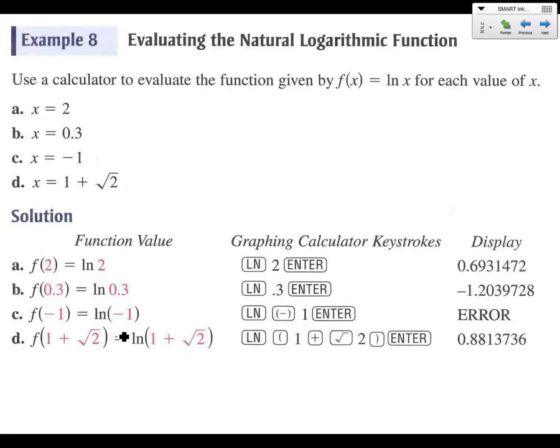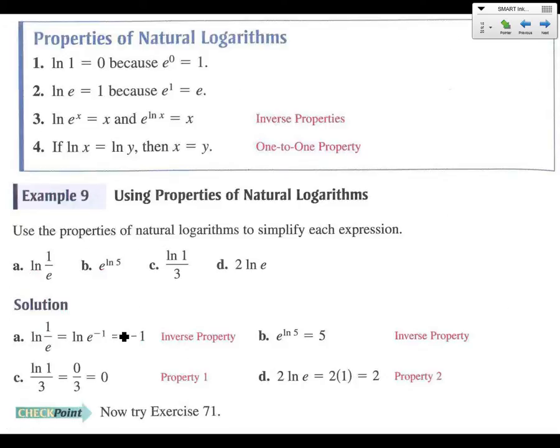And so just a review here on how to punch it into your calculator, you are going to use the ln button. All right, notice that on this one we get an error because you plugged in -1, and you can't have negatives. Natural logs, and actually all logs, need to be greater than 0. Got to be positive.